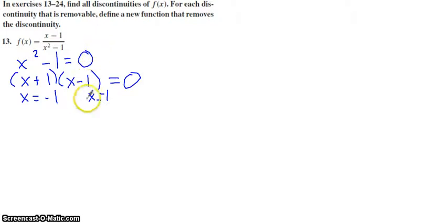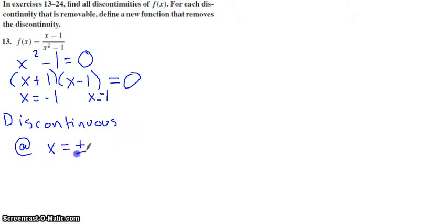What I can conclude right now is that my function is discontinuous at x equals plus or minus 1. The reason we know our function is discontinuous at +1 and at -1 is because the function is undefined at those locations. If all the directions said were to find the discontinuities of f of x, we'd be done. It says to figure out if these discontinuities are removable though.